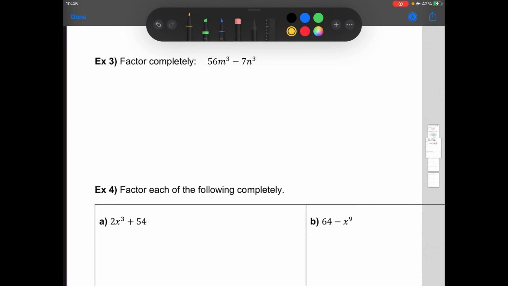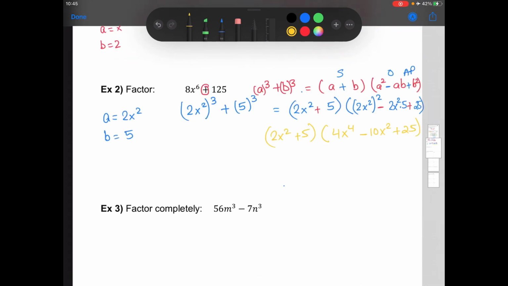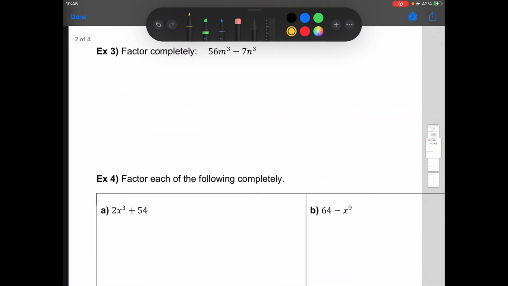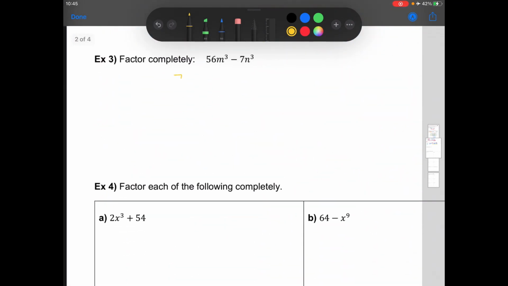Okay, again, check for your GCF. Is there a GCF? Oh, there is a GCF, which is what? 7. Oh, so 7 is my GCF. What am I left with? 8m cubed minus n cubed. Now check. There are two terms. They're not perfect squares. So let's check for perfect cubes. They are perfect cubes. 8 is a perfect cube. m cubed is a perfect cube. There's a negative sign, and n is also a perfect cube.